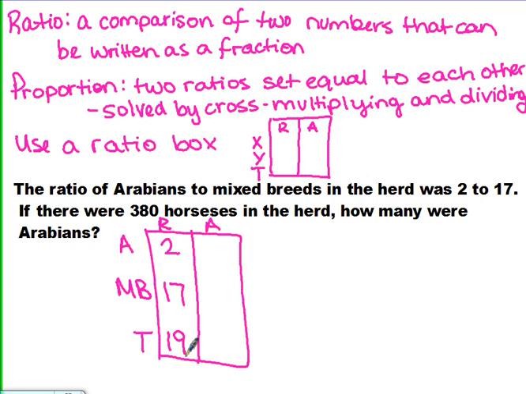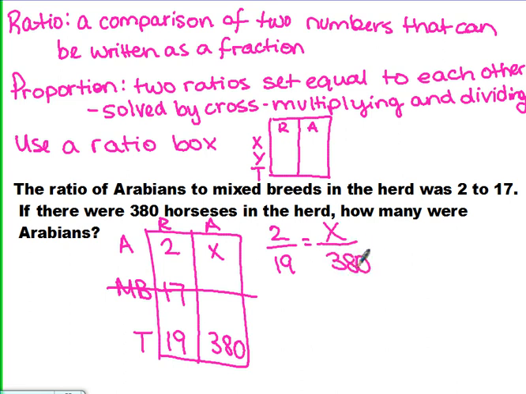There were 380 horses in the herd, so there were 380 actual horses total. So that goes in our actual total column. How many were Arabians? So we're looking for the number of Arabians, which means we no longer need information about the mixed breeds. Okay, we only use that information to fill in missing information as far as the ratio and actual and total columns go. All right, so now we have 2 to 19 is x to 380, and we solve by cross multiplying.